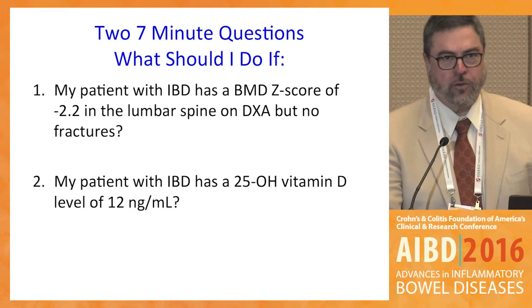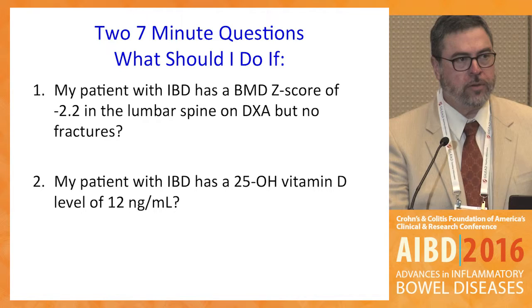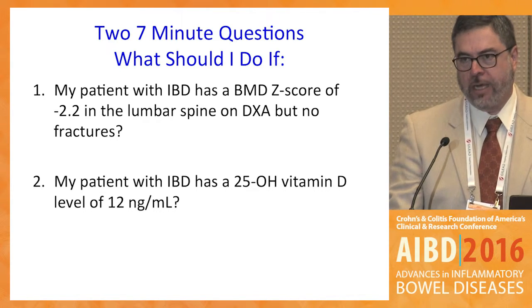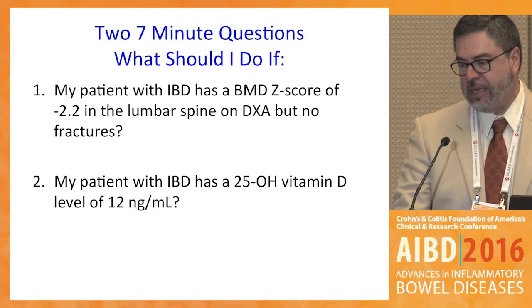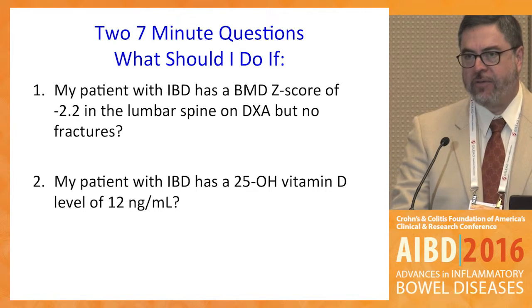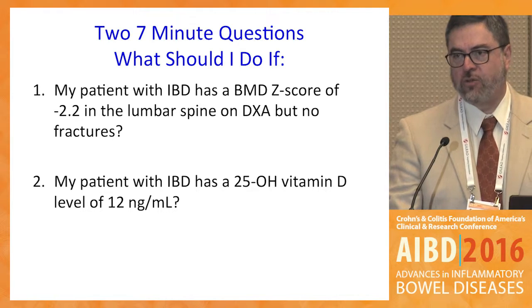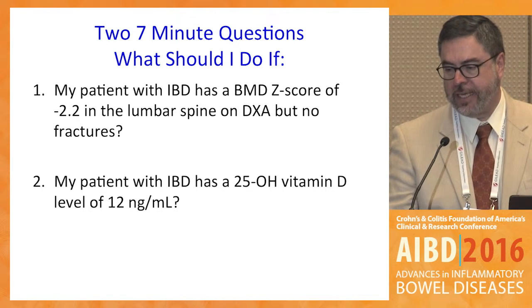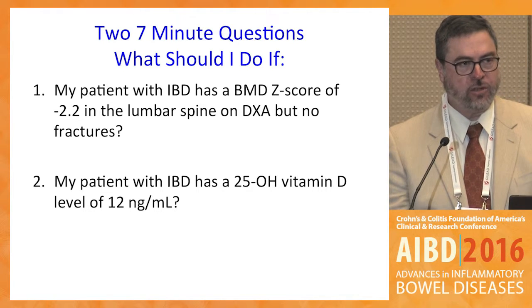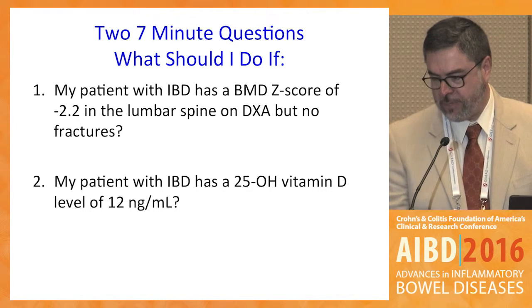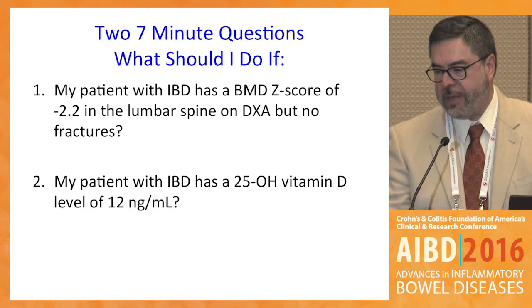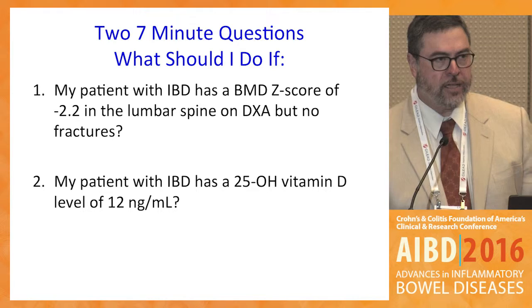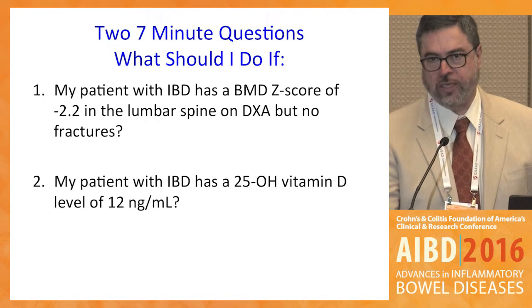Okay, so I'm going to focus on two questions. The first question is, someone did a DEXA scan on my patient, and now I have a bone mineral density Z-score of minus 2.2 in the lumbar spine, but never had a history of fractures. What do I do? And the second is, my patient with IBD has a 25-OH vitamin D level of 12, which is low. What do I do?